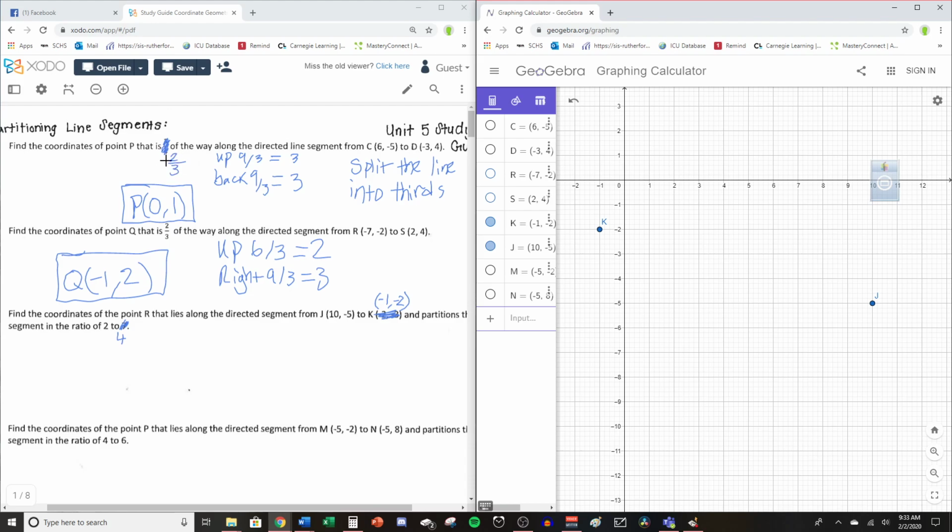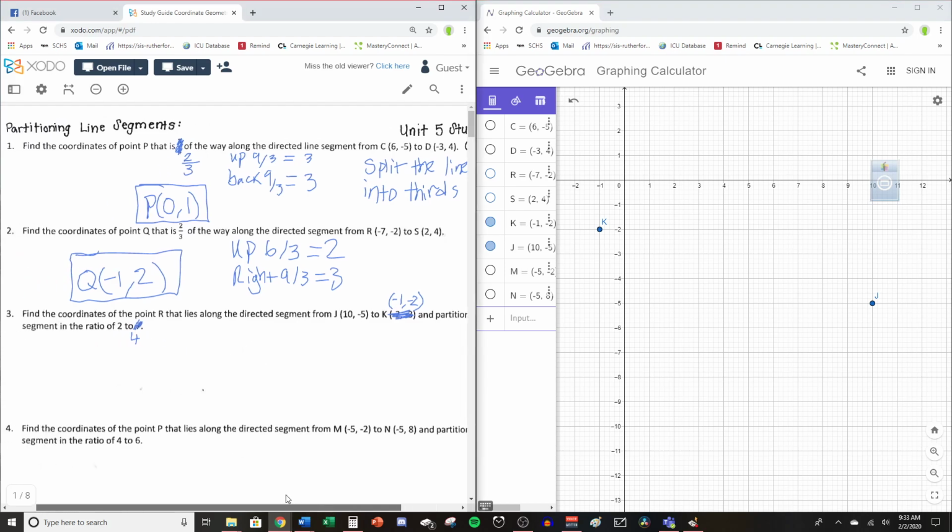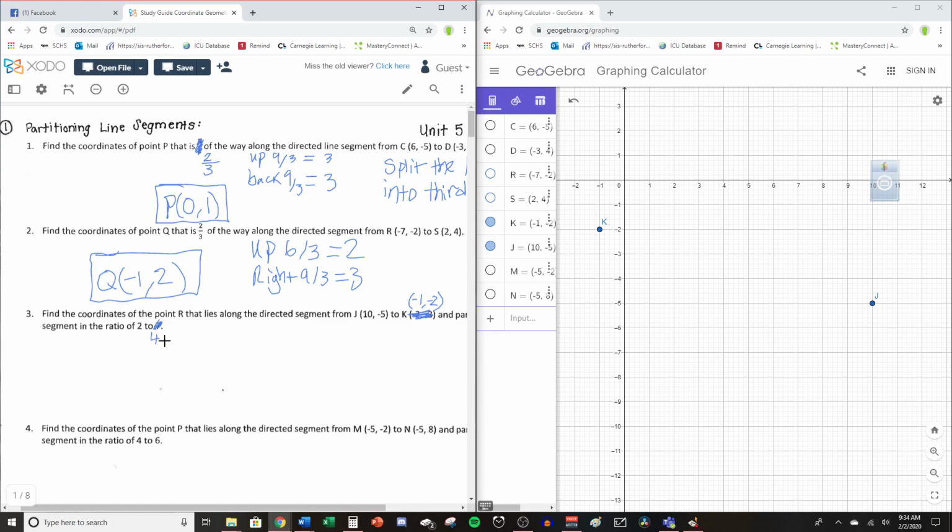When we say 2/3 of the way, that means we need to split it into thirds and go 2 of them. Now, when we say we want to partition the segment into the ratio of 2 to 4, that means that we need to split it up into 6 parts. And when I compare the parts, the ratio is 2 to 4 parts. So that's the key thing. When you see a ratio, you have the total parts. You want to combine those to make 6 parts. So let's go ahead and draw this line.